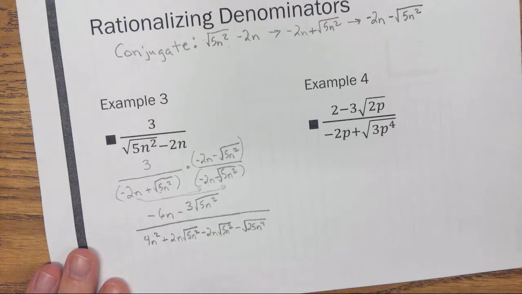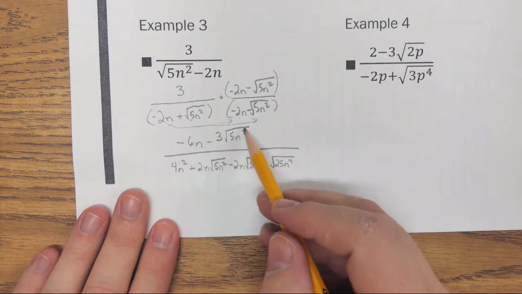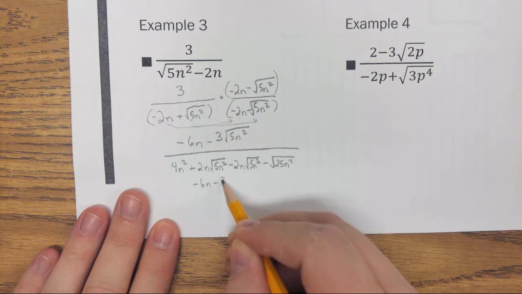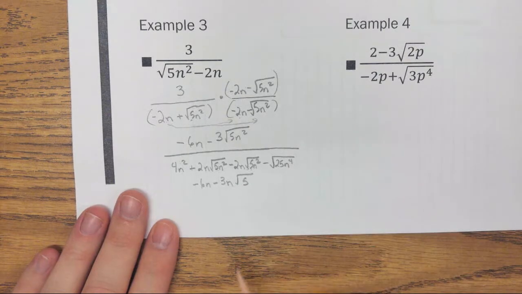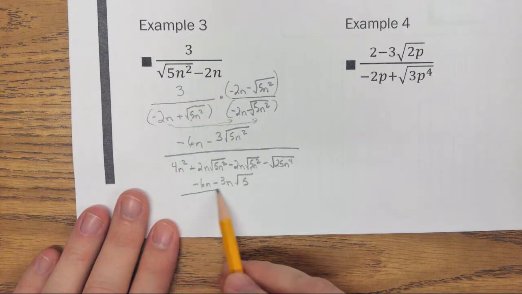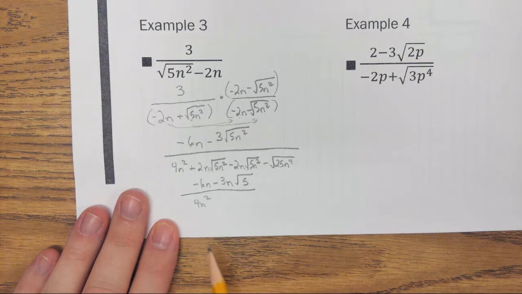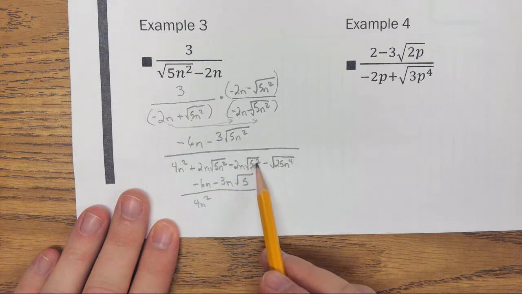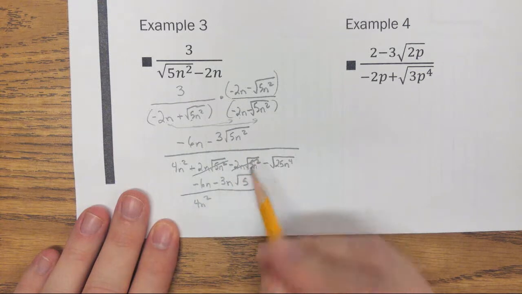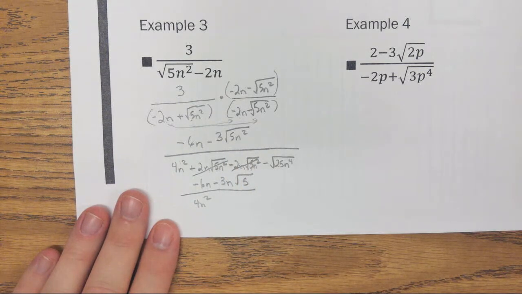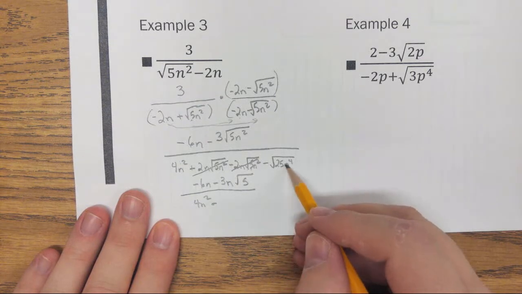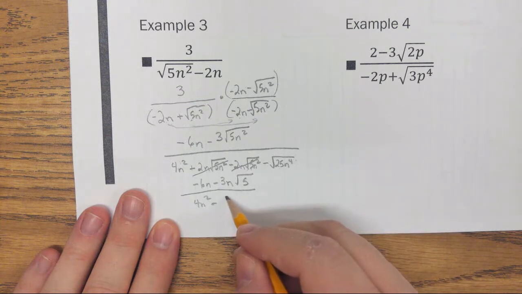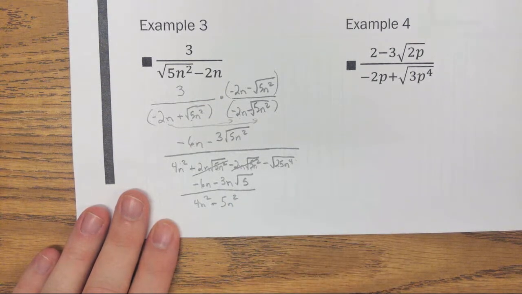Okay, let's simplify that a little bit more. On the top, I've got the n squared. I'm going to go ahead and get that out of there. So now I've got negative 6n minus 3n radical 5. I've got 4n squared on the bottom. This is 2n radical 5n squared minus 2n radical 5n squared. These actually go away because when I subtract them, they're equal to 0. Then I'm going to be subtracting. 25 is a perfect square, and n to the 4th is a perfect square because it's n squared squared. So now I've got minus 5n squared.